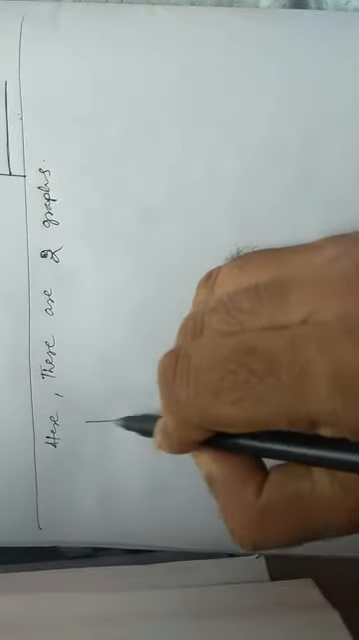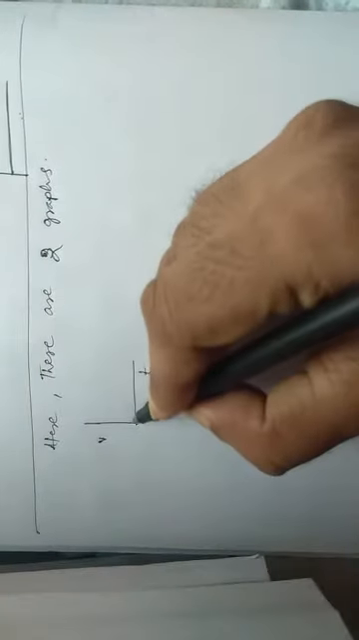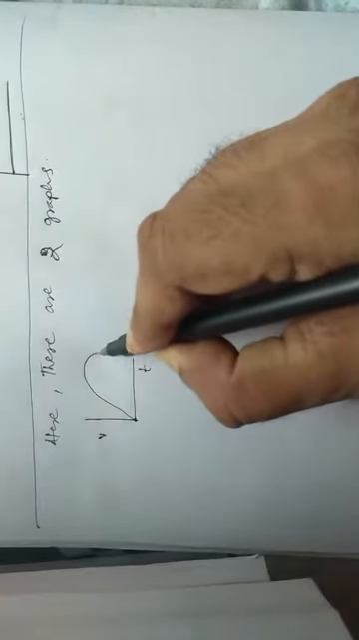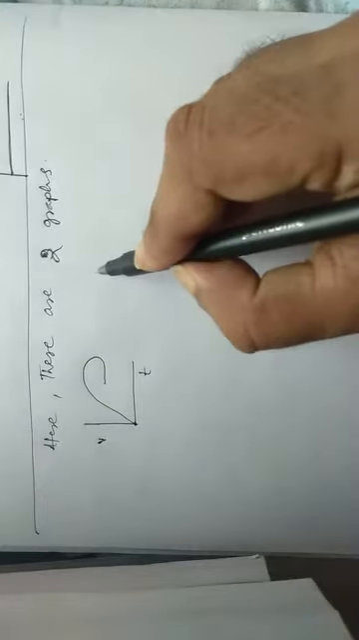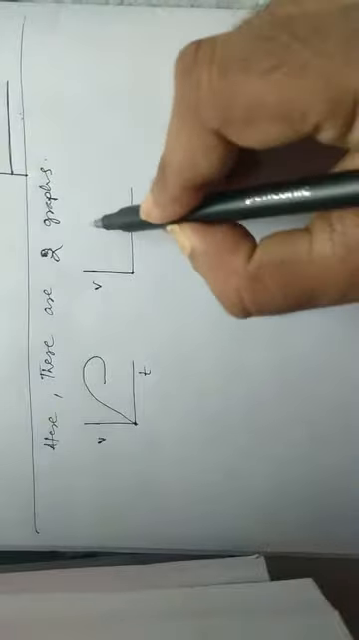Now here I am going to draw two graphs. Suppose one is a velocity time graph for s versus t, as you can take it. The shape of the graph is like this. Another graph, let us take it to be like this.